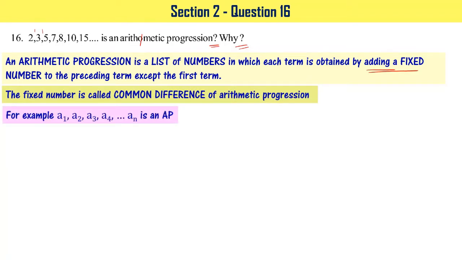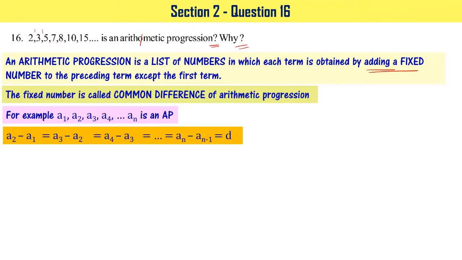For example, if you consider a1, a2, a3, a4 and so on as an arithmetic progression, then a2 minus a1 is going to be equal to a3 minus a2, that is going to be equal to a4 minus a3 and so on, that is equal to a constant that is called common difference. That is the fixed difference. D is the fixed difference or fixed number, that is called common difference, right? Let's see whether we have that here or not.